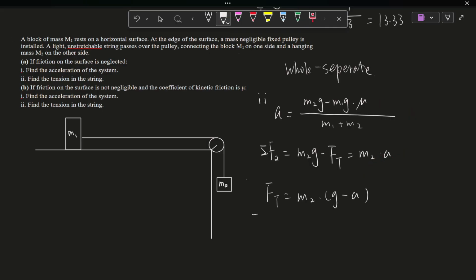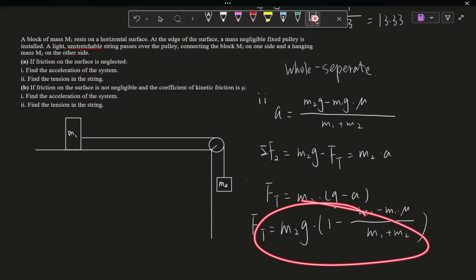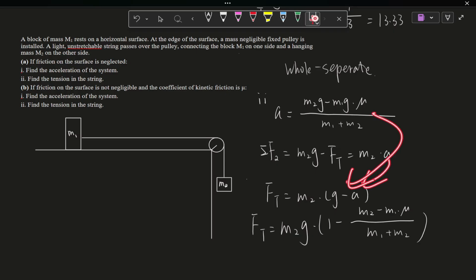Then you can easily get Ft is equal to m2g times 1 minus m2 minus m1 times mu over m1 plus m2. This is a simplified version. You can easily get that after you simplify the complex version when you plug a into the formula. So this is your answer. It's not that hard, right? It's very easy. You got this.